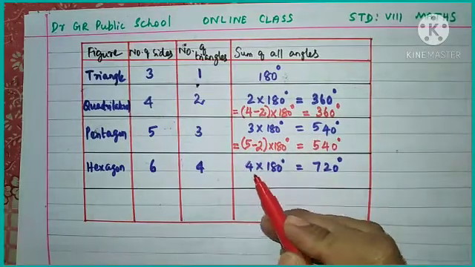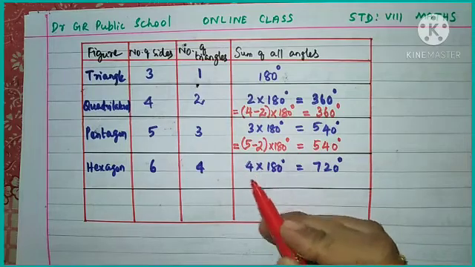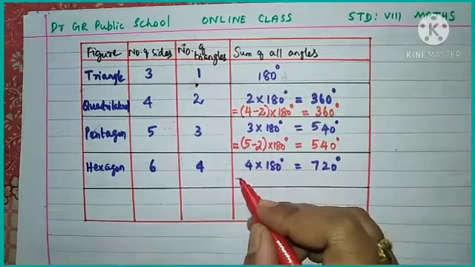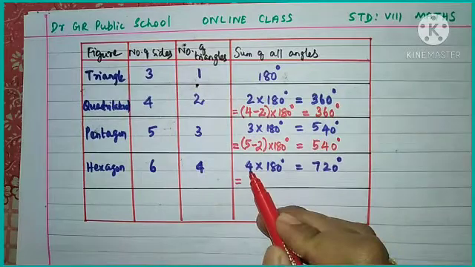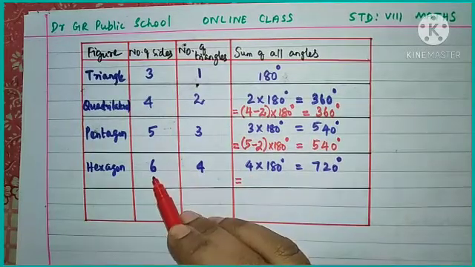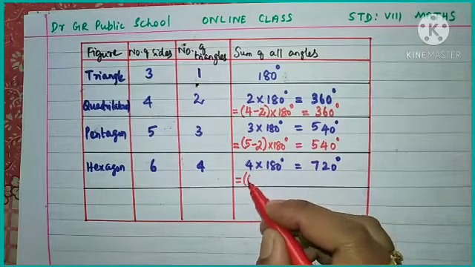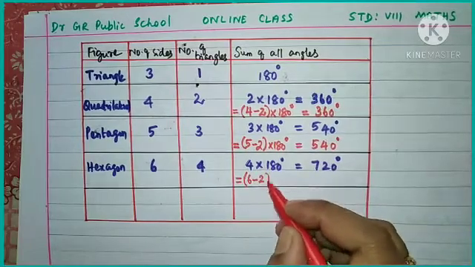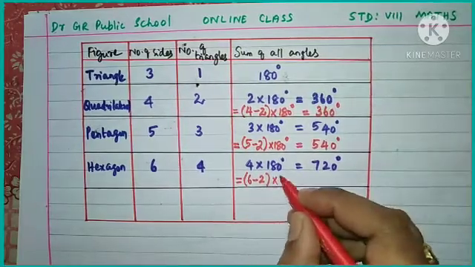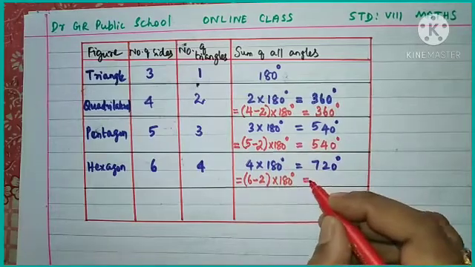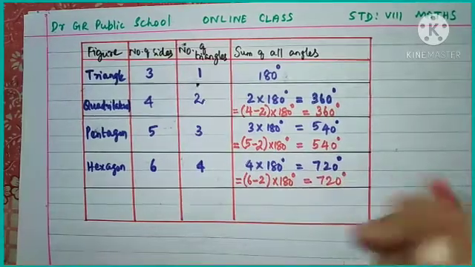Now can you say what we can write in this hexagon? How many triangles are there in a hexagon? 4. So how can I write this 4 here? Using the number of sides. What is the number of sides? 6. So 4 can be written as 6 minus 2 into 180 degrees. That is no change, 720 degrees.